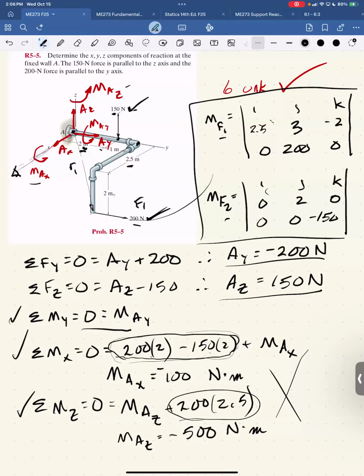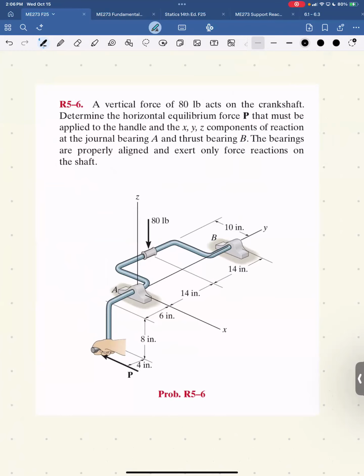All right, good questions. We're doing well. All right. There are these pesky bearings.